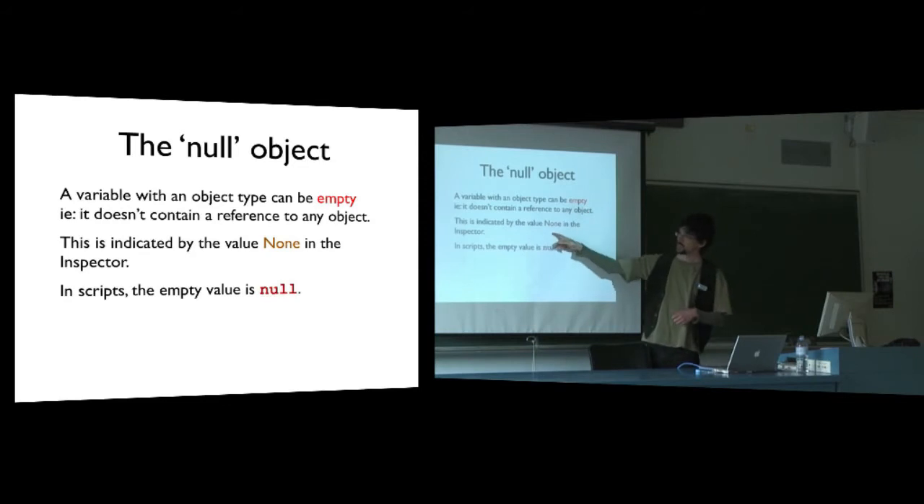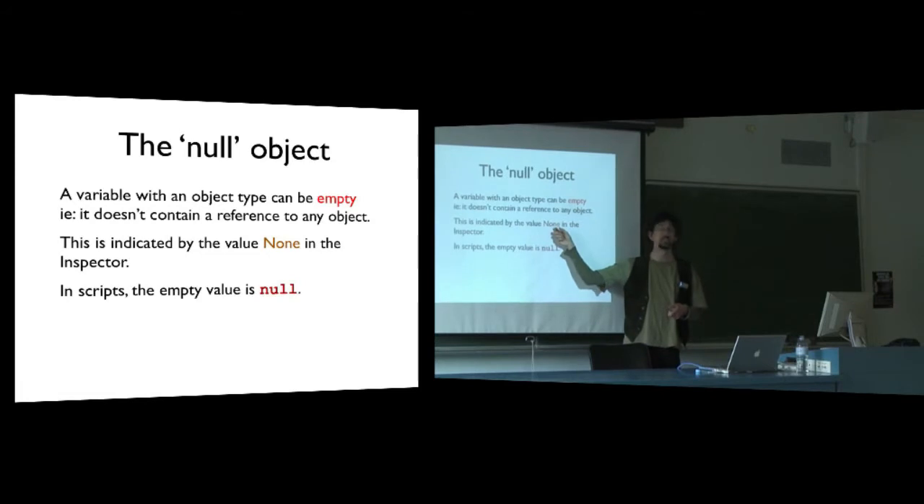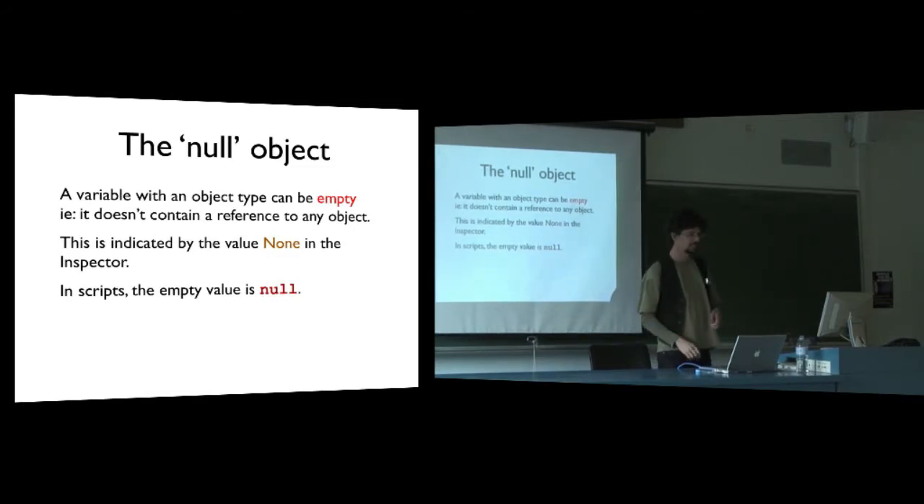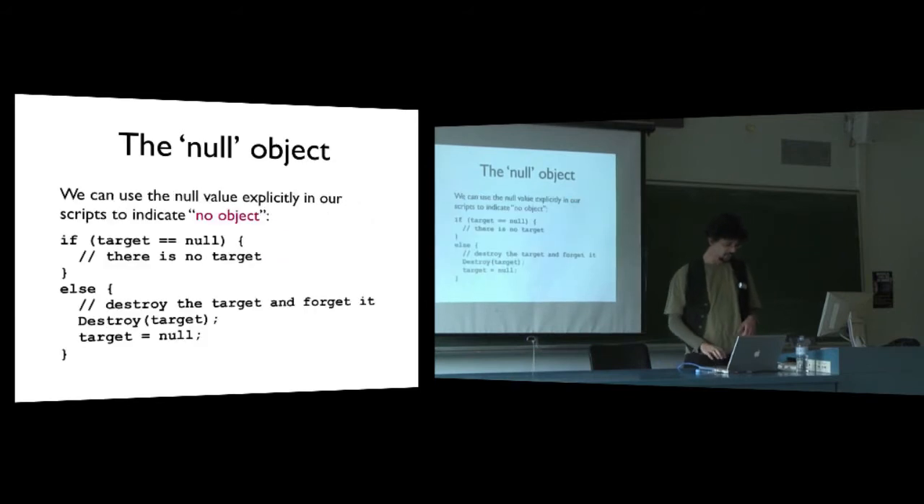In the inspector, inside Unity, it comes up as the value none, and so normally when you create an object variable, it'll have the value none until you set it to something. In scripts, we refer to this value as null, and we can use the keyword null to test this value anytime. So we can use it explicitly in our code to represent the idea of no object.